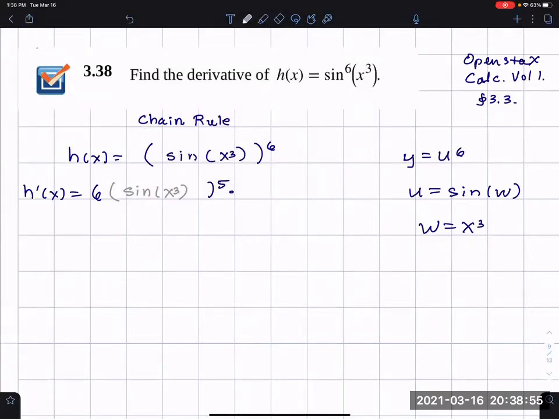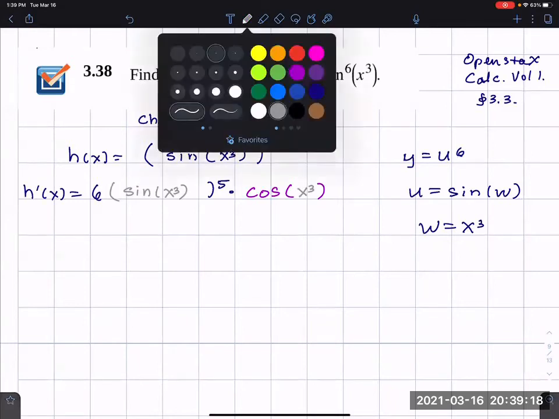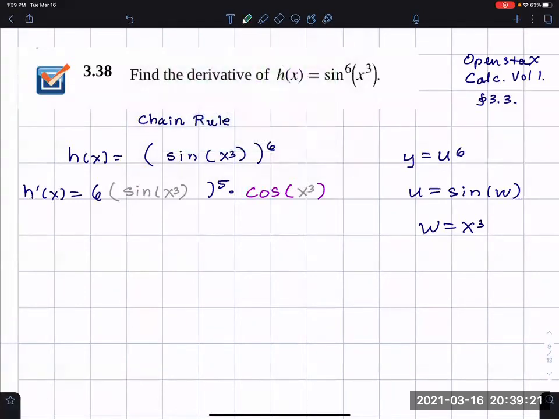Now we get to the next level, sine. What's the derivative of sine? I think you all know that. It's cosine, and let's put a blank space there. What goes inside is w, or x cubed. I'll just put x cubed right there for a moment. And then, see, I'm just taking the derivative of u to the 6th, now the derivative of sine, and now the derivative of x cubed. And that derivative is 3x squared.